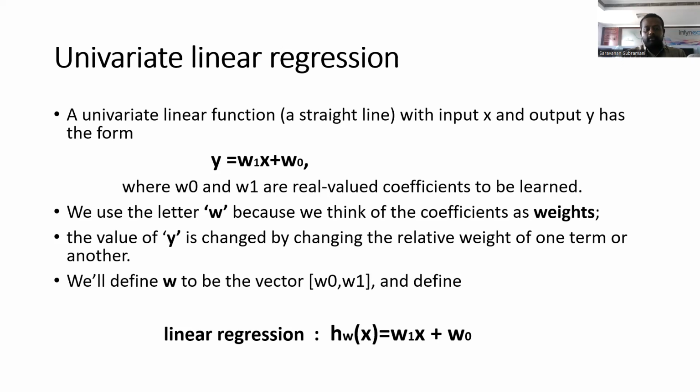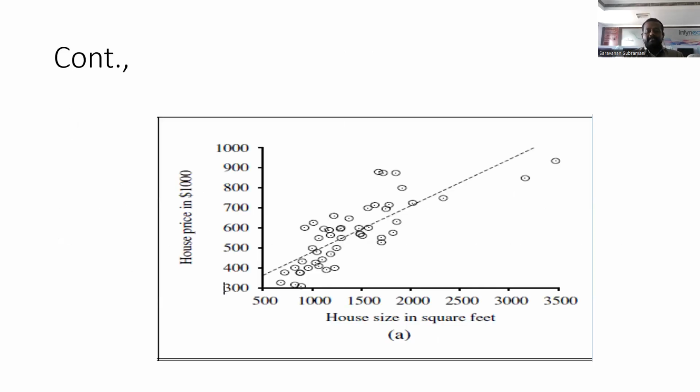We will define w to be the vector w0 comma w1, put in square brackets, and the linear regression should be defined as hw(x) equal to w1x plus w0. So instead of y, we are going to use the linear regression hw of x. This is an example that we have to use for univariate linear regression.